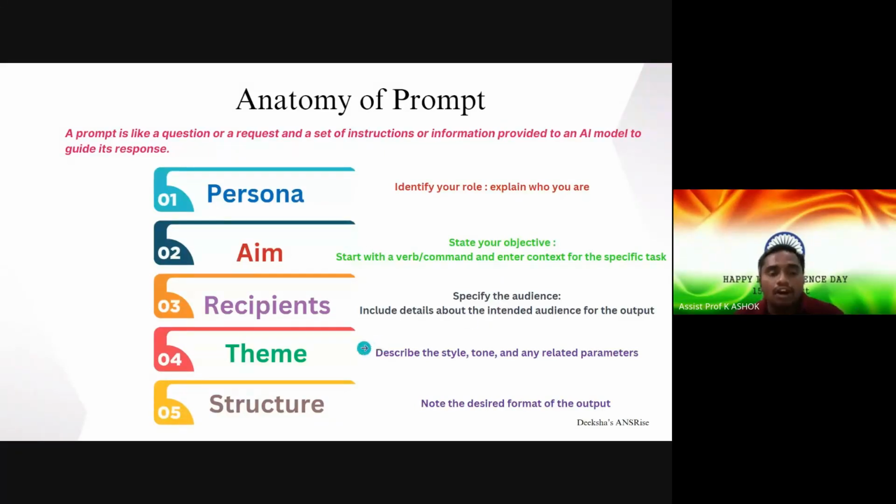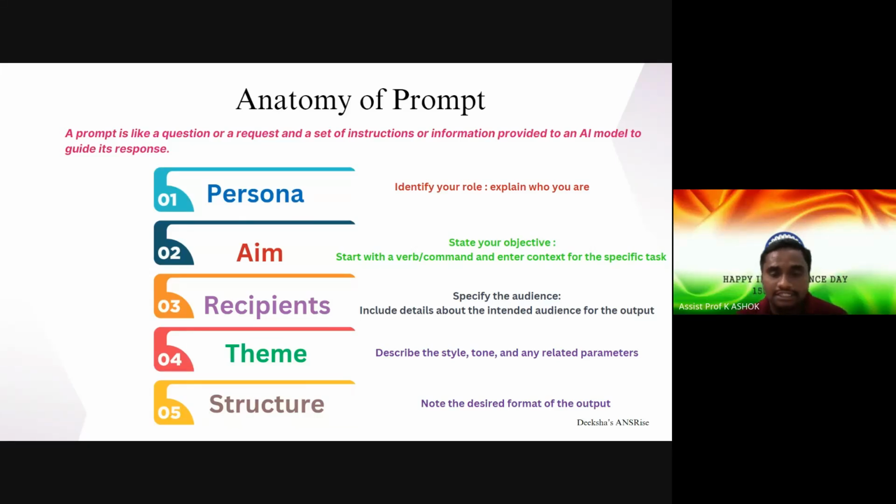Then, what is your theme? You also mention to the system your style and tone, for example a professional tone. If you are interested, you ask for that professional tone. For example, if you want to write a professional letter to the HR manager, you have to mention it clearly. What is the theme of your particular query?